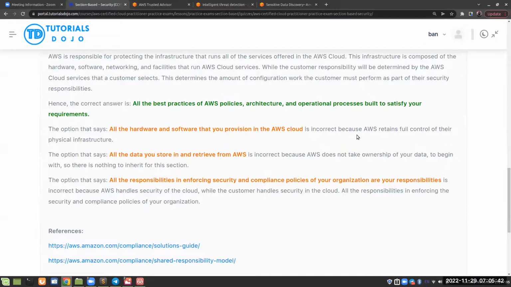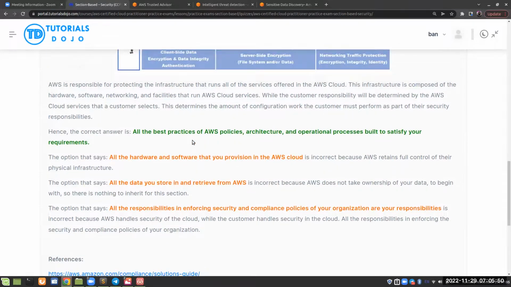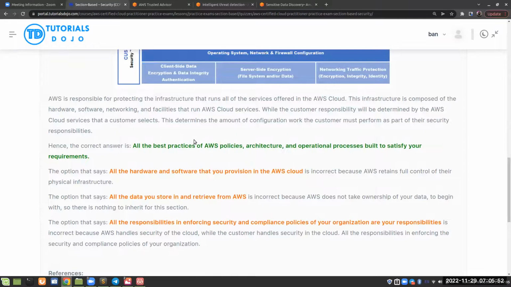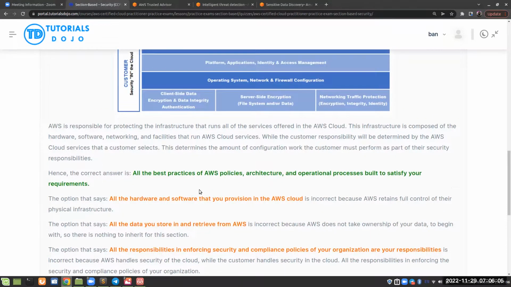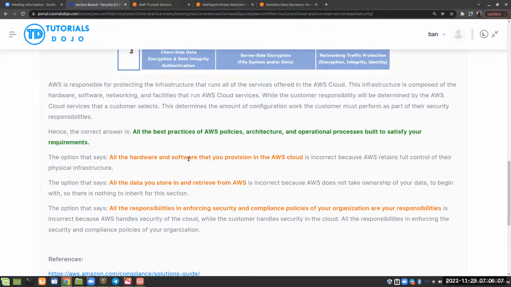AWS, for hardware and software, AWS retains full control of their physical infrastructure. So the hardware in AWS, you don't inherit it, it doesn't become yours, right? Or you can control the host in which your EC2 is running. They all belong to AWS. AWS still owns the data centers. When you sign up, you don't inherit the data center or the software.